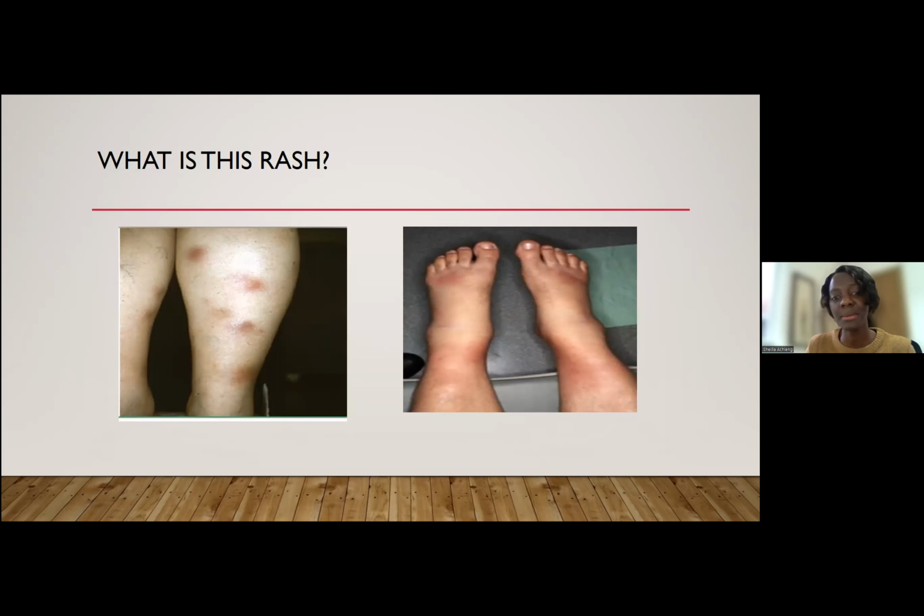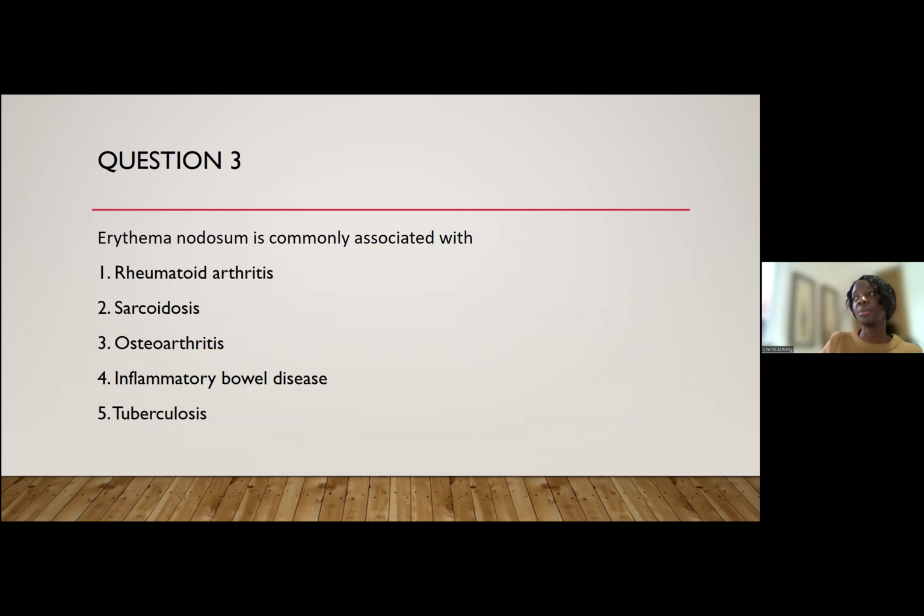Right, in the interest of time, I'm just going to carry on. So this is erythema nodosum, which is commonly associated with certain conditions. So this is the last question on the poll. So do you mind just going and typing in your answer? I'll just activate the poll now. And then you could just say what you think is caused by erythema nodosum, what's associated with it.